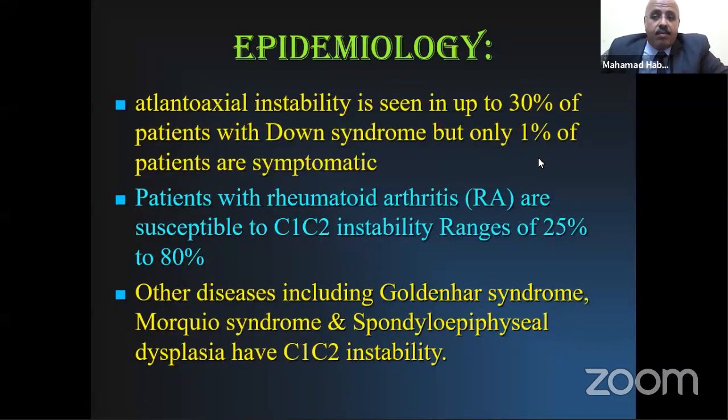Atlantoaxial instability is seen in up to 30% of patients with Down syndrome, but only 1% of patients are symptomatic. Patients with rheumatoid arthritis are susceptible to C1, C2 instability, with ranges of 25% to 80%. Other diseases, including Goldenhar syndrome, Morquio syndrome, and spondyloepiphyseal dysplasia, have C1, C2 instability. I mention these diseases because if you have a trauma patient with any of these conditions, look for them.